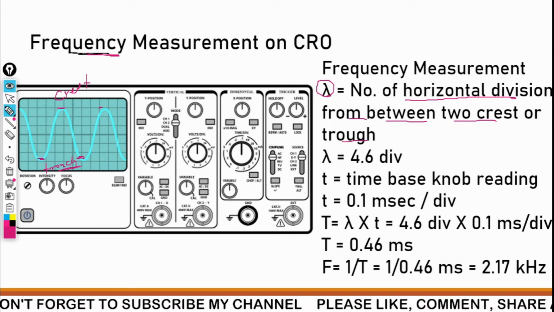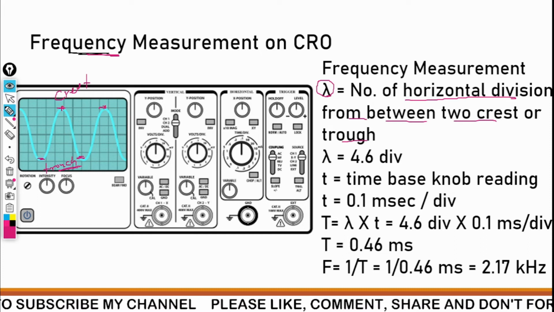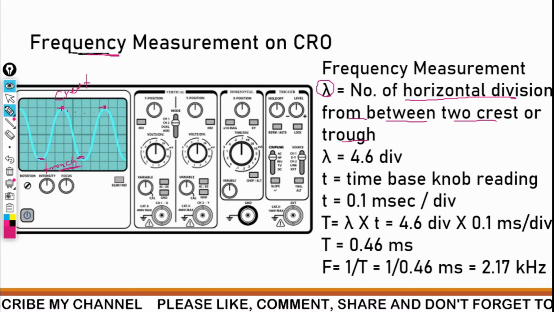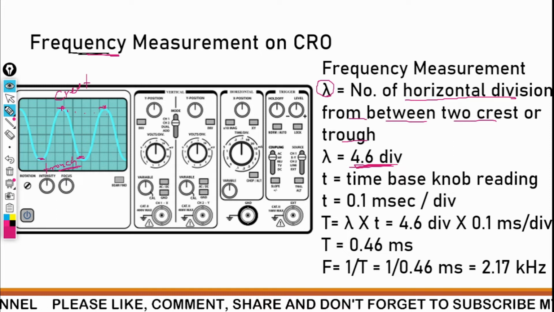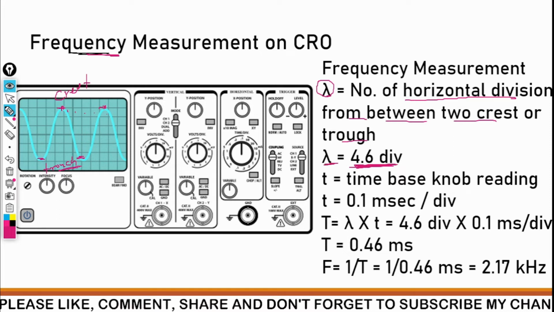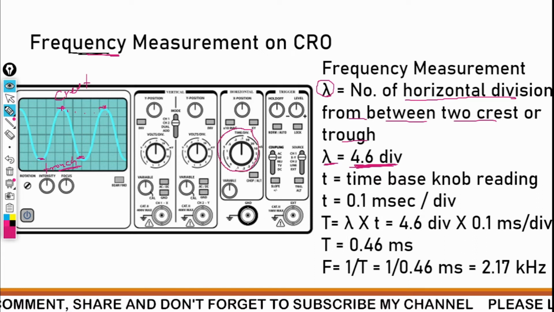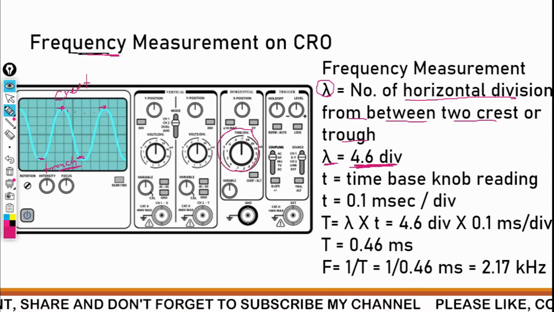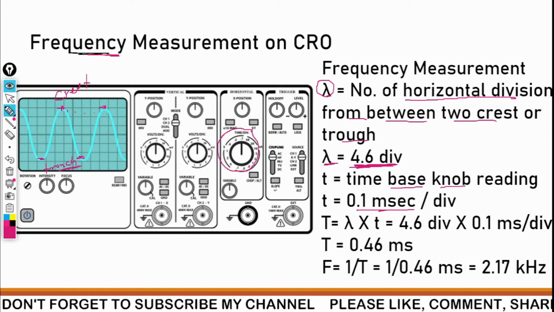If we calculate the wavelength in divisions, you can count from this place to this place: 1, 2, 3, 4 and 5. Actually it is not 5, it is 4.6 divisions. So this wavelength is called lambda. Then you find the time division knob, because to measure the frequency we need the time base knob. The time base knob is 0.1 millisecond per division.